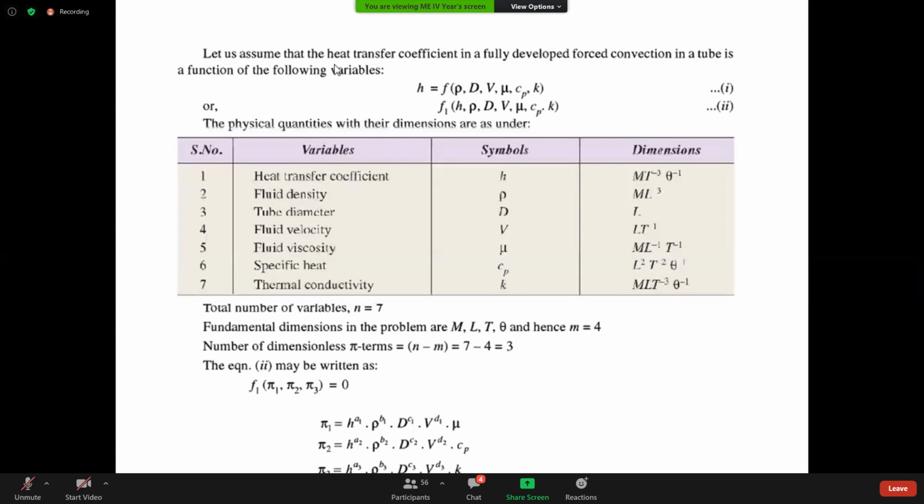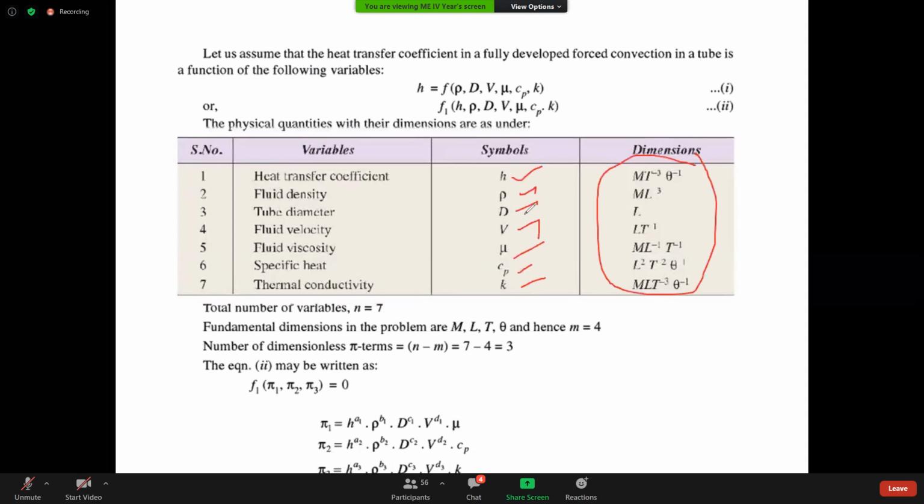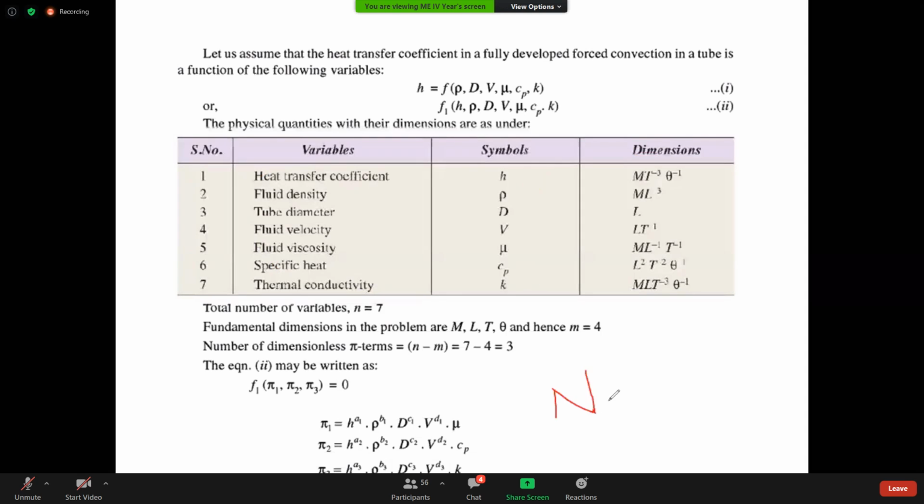This is a forced convection problem. Heat transfer coefficient is given. Density, diameter, V, mu, Cp, K, everything is given. In the problem, you don't give the dimensions. Just he gives these variables. He will ask you to calculate the Nusselt number equation. Nusselt number is nothing but it is a function of Nusselt number is equal to HL by K, or HLC by K. This is also equal to, it's a function of, I said, Reynolds number and Prandtl number.